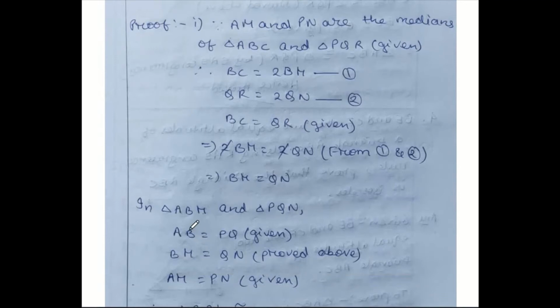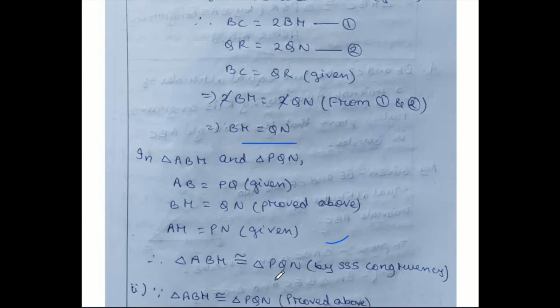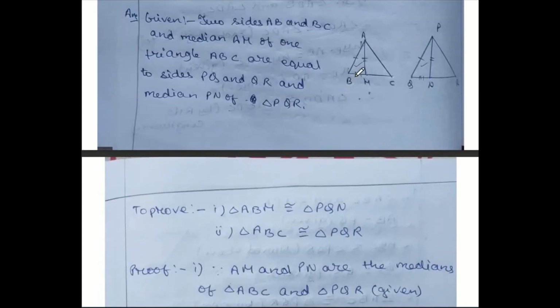Now to prove congruence, let us select triangle ABM and triangle PQN. AB equals PQ, already given in the question. BM equals QN, already proved here, inside the bracket: proved above. AM and PN, both the medians, are also equal, that is also given in the question. So three conditions are fulfilled. Then both the triangles are congruent, coming under SSS congruency. So both the small triangles are congruent. This small triangle and this small triangle are both congruent.